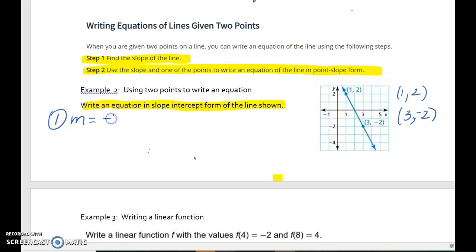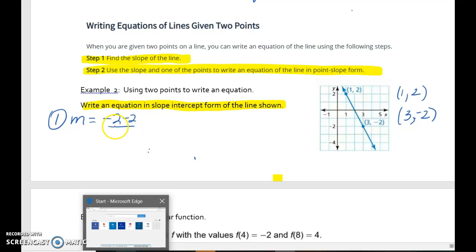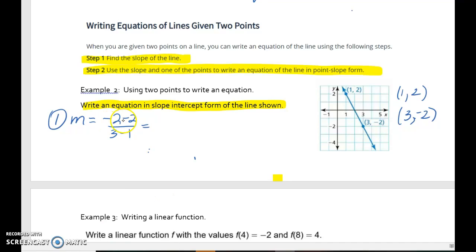So my change in y would be -2 minus 2, and my change in x would be 3 minus 1. And then if I subtract and simplify there, I have -2 minus 2, which is a -4. 3 minus 1 is 2, and then we want to simplify that, so that's -2.